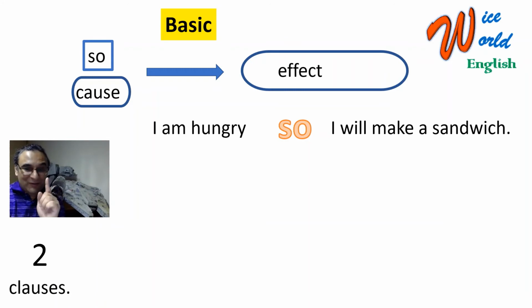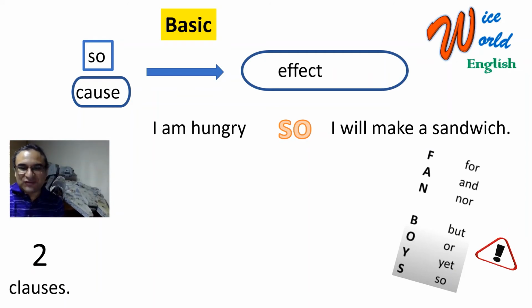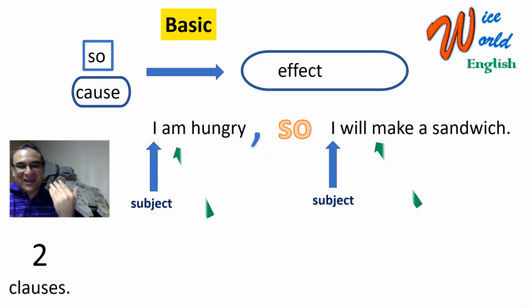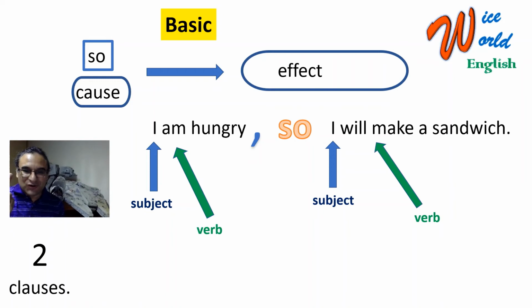But keep in mind that so is part of the fanboys that we mentioned in one previous video, right? So we always need to use a comma before the coordinating conjunction, right? One of the fanboys. And again, remember that we're talking about two clauses, right? We're connecting two clauses. So we need, yeah, you know what we need, right? Two subjects, and we also have two verbs, right? Okay, so we're connecting two clauses, right? Two clauses, okay?